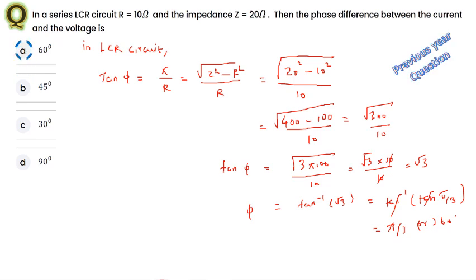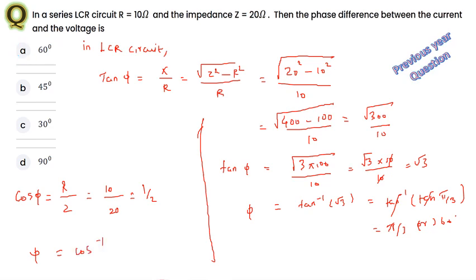Okay, now let me tell you another method over here. This another method is similar. Cos phi value here is R by Z, simple one. R value, what is that? R value 10. Z value here is 20, so that is 1 by 2 here. See, from this, phi is equal to cos inverse of 1 by 2, that is cos 60. So the answer in this case, the second method also gives this. Which one you feel is better, you can follow. So both are similar.